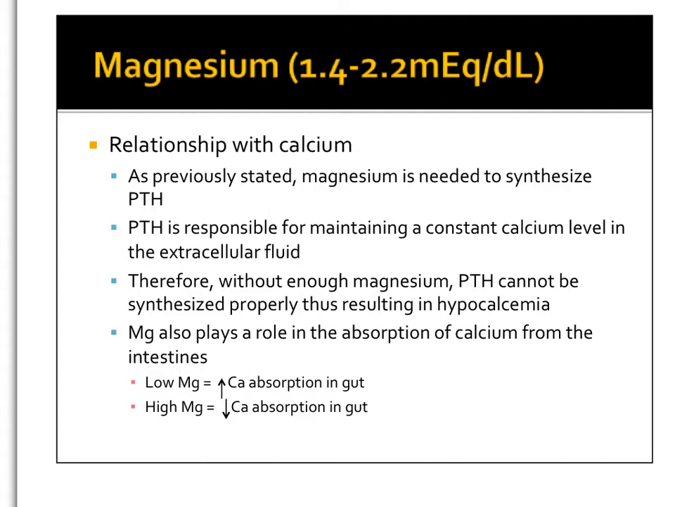One more point to make here. You'll notice I gave you some normal ranges up here at the top. You can see that mag levels are typically 1.4 to 2.2. Now you know there's going to be a little bit of variation depending on your lab, but for the purposes of what we're doing here, those are going to be the levels that will demonstrate the normal range, 1.4 to 2.2.